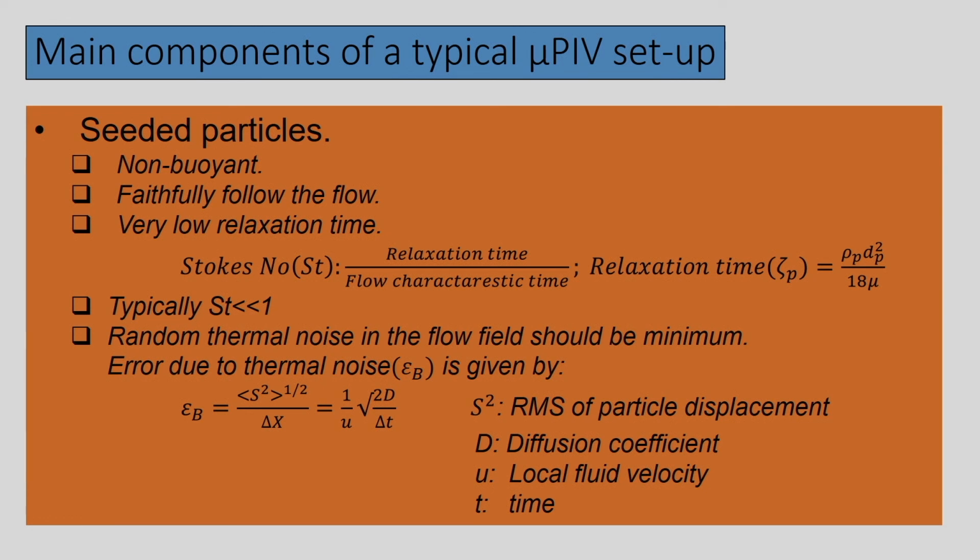Here one important point I have mentioned is that very low relaxation time, which is characterized by the Stokes number, and that means the Stokes number will be very small. What is that? So, if I try to draw here, say this is the velocity u and t. So, what is relaxation time? The Stokes number is defined as the ratio of relaxation time to the flow characteristic time.